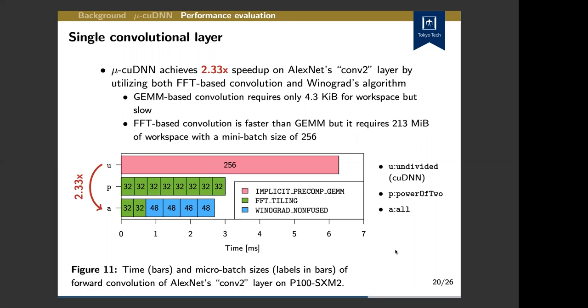Here, without microcuDNN, cuDNN has to use GEMM-based convolution because FFT-based convolution requires more than 200 megabytes of workspace.